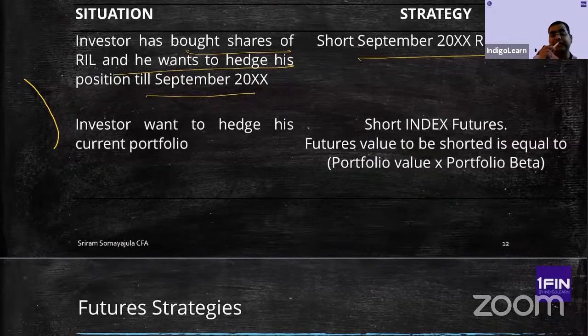So you incurred a loss of 50. That loss on the stock is compensated by the gain on short futures. We will see a problem. You'll understand this much better.